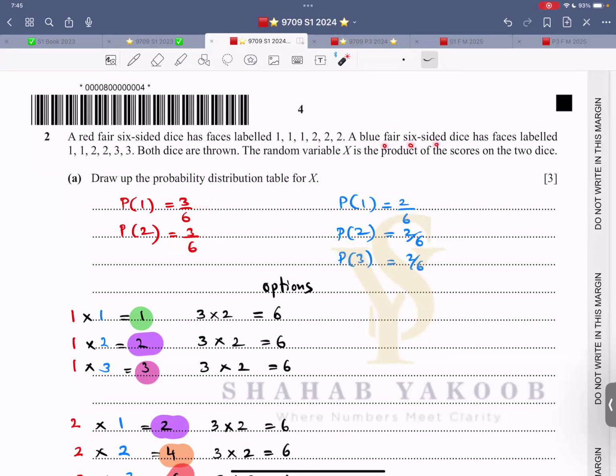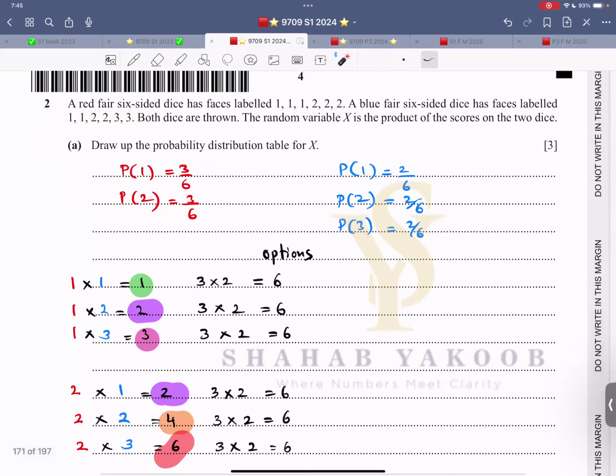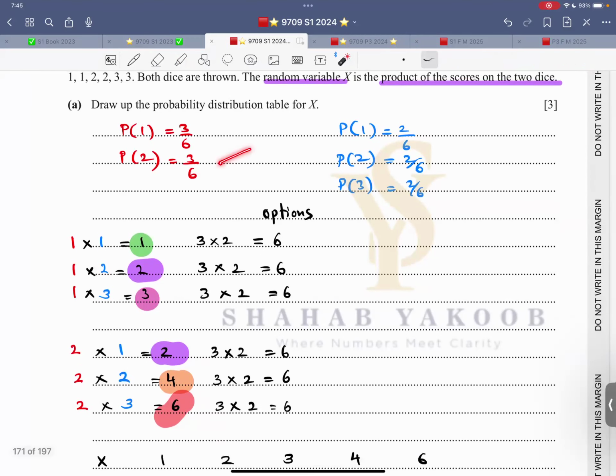A blue, fair, 6-sided die, it also has faces, 2 ones, 2 twos, 2 threes. So probability of 1 is 1/3, 1/3, 1/3. They all are equal. Now, what are the different options? Options for the total. The random variable X is the product. The total over here is not the sum, it's the product. They call it the score. So now there are 2 branches from this one, 1 and 2. There are 3 branches from this one, 1, 2, and 3, 1, 2, and 3. So there are 6 options.